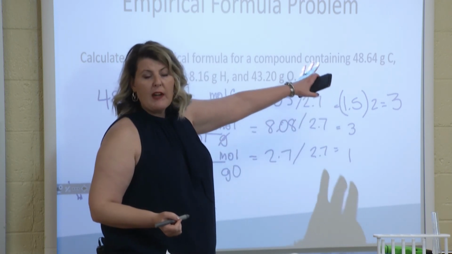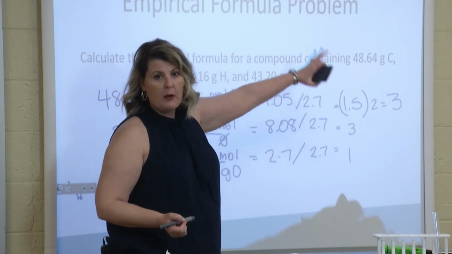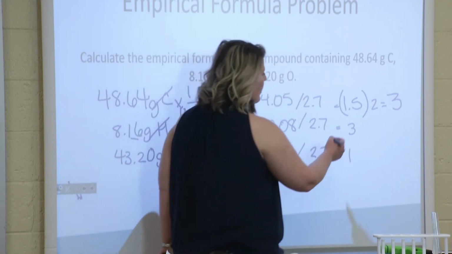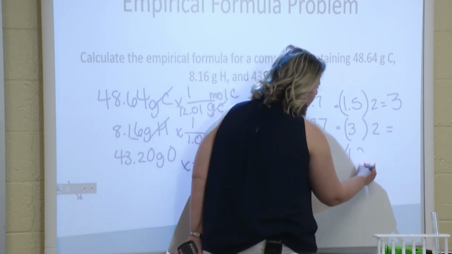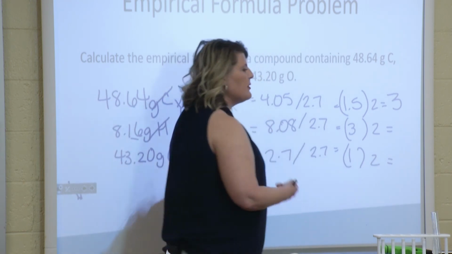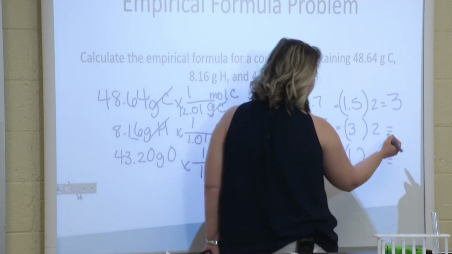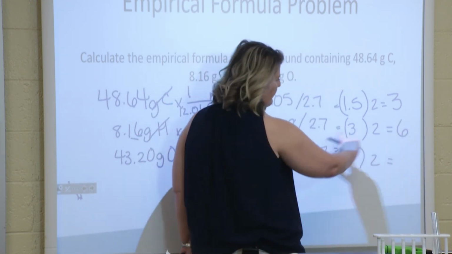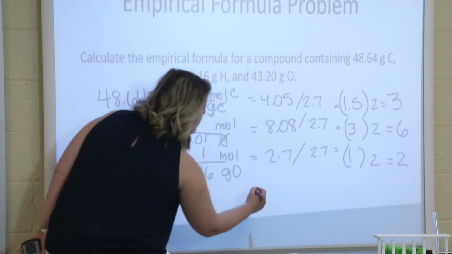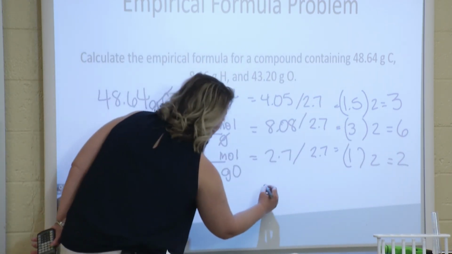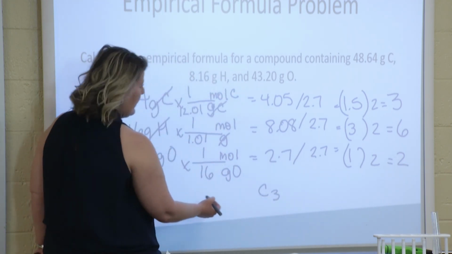But mathematically, whatever you do to one of the variables, you need to do to all of them. So if I multiply one of them by 2 to make it a whole number, I'm going to need to multiply all of them by 2. So this is going to give me a 6, and this is going to give me a 2, which means my formula is going to be C3H6O2.